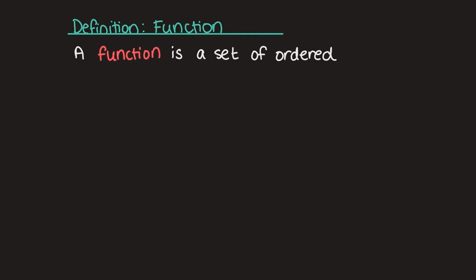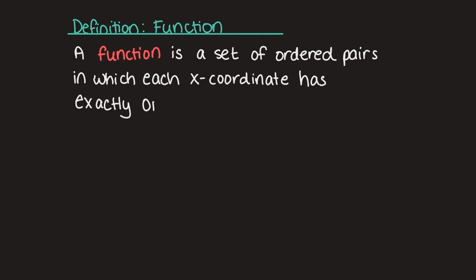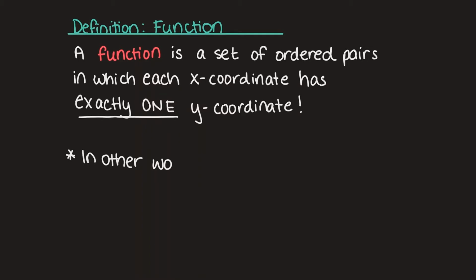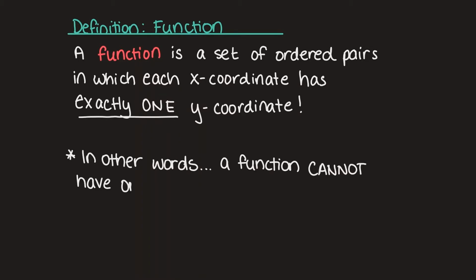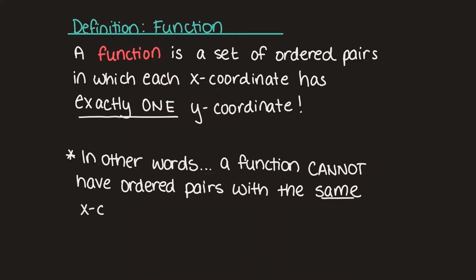Okay, let's define what a function is now. A function is a set of ordered pairs in which each x-coordinate has exactly one y-coordinate. In other words, a function cannot have ordered pairs with the same x-coordinate but different y-values.